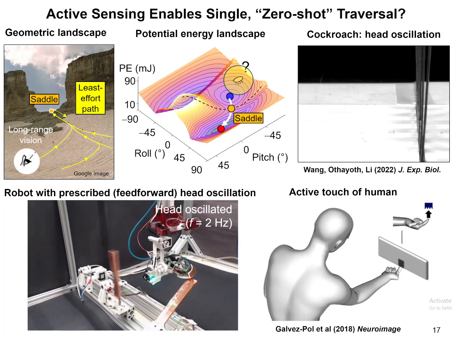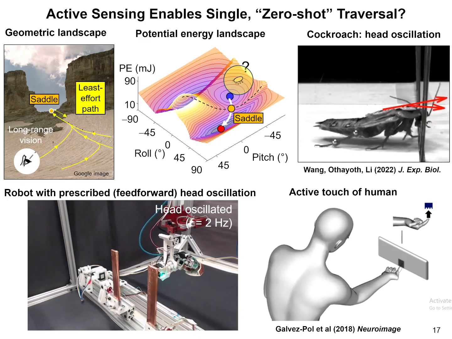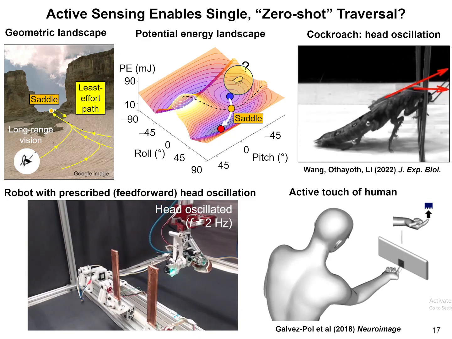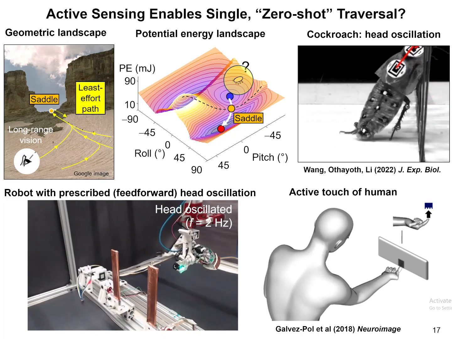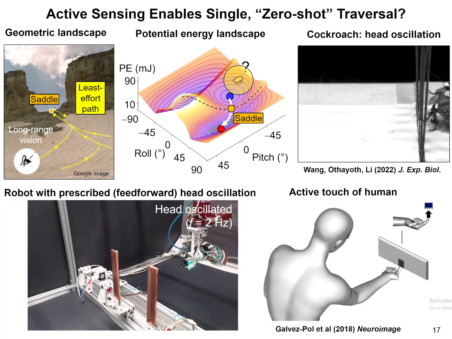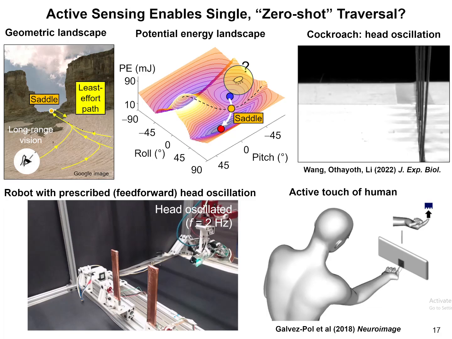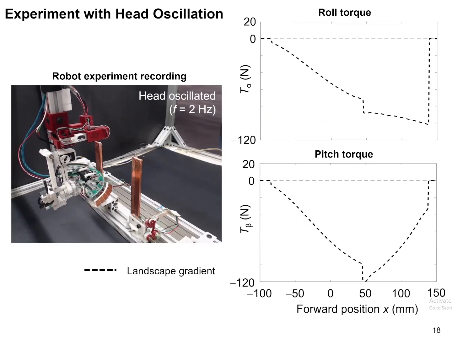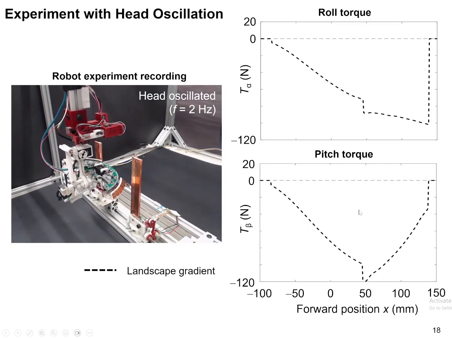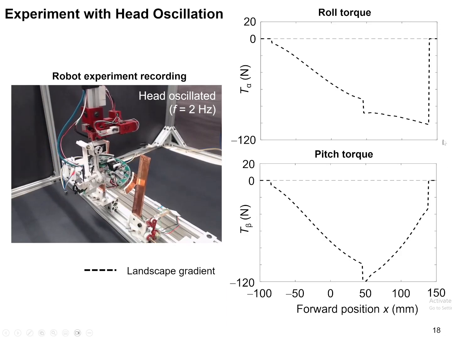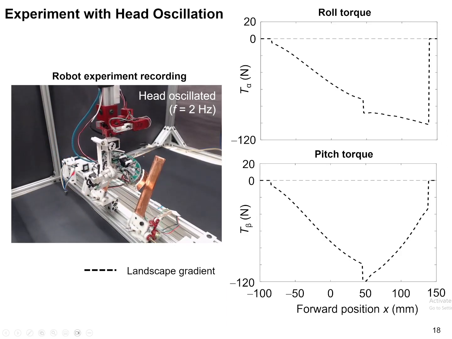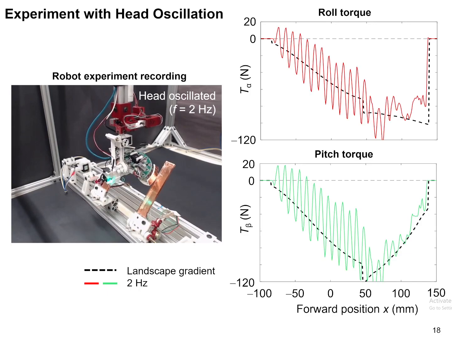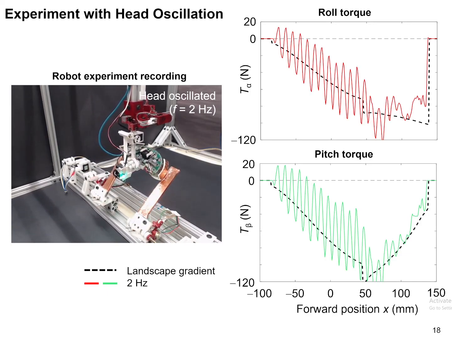As a preliminary exploration, we let the robot feed-forwardly oscillate its head while traversing the beams, and compare the torque measured from the result with that from a static head. Here we look into the roll and pitch torques. The dashed lines show the landscape gradient as ground truth. The colored oscillated curves are the measured roll and pitch torques.